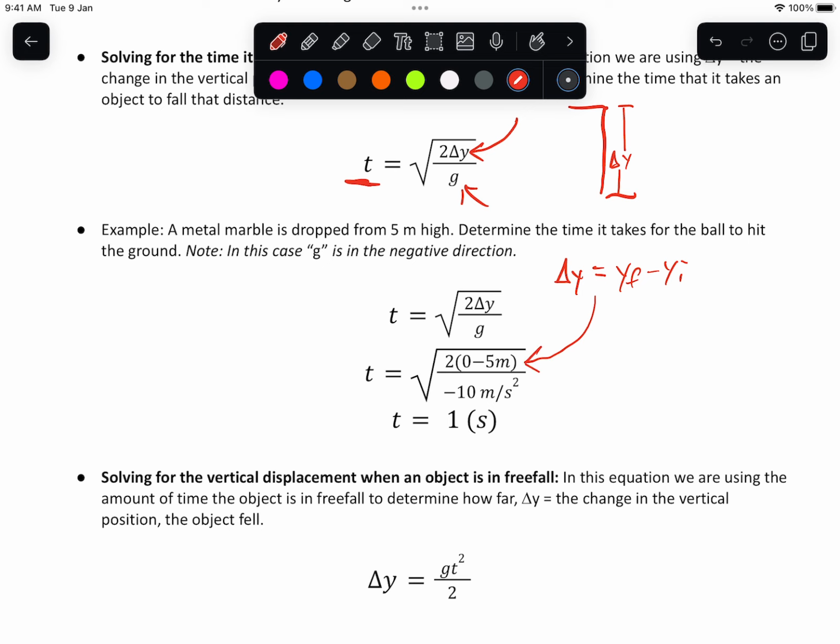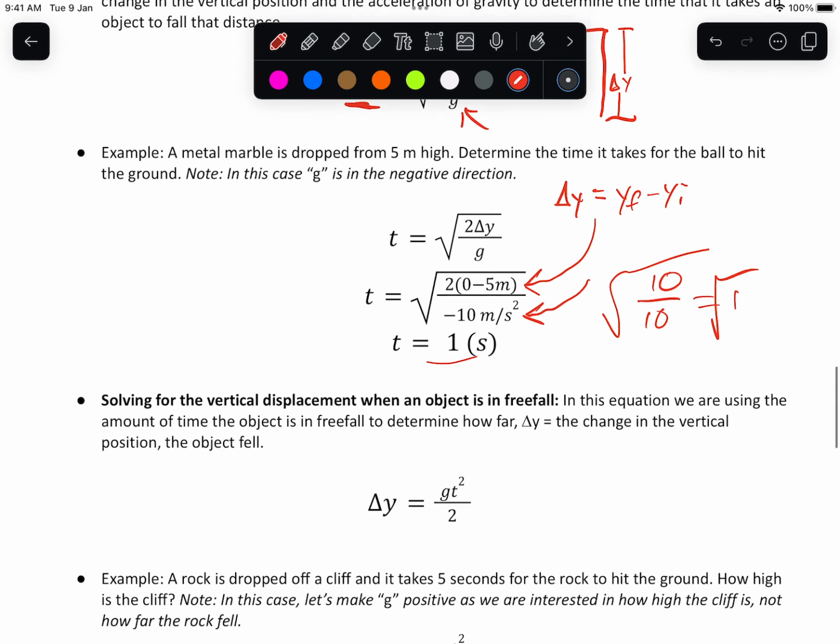The 2 is there already, and then I have g. Remember, it's just a calculation, so I don't need to use 9.8. And I get 1 second because it's 2 times 10 is 10 divided by 10, which is equal to 1. And I take the square root of those, and I get 1 second as the time. So we can do it this way.